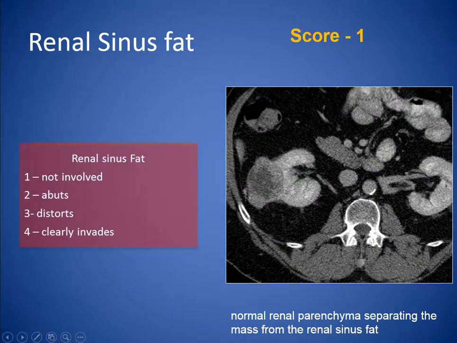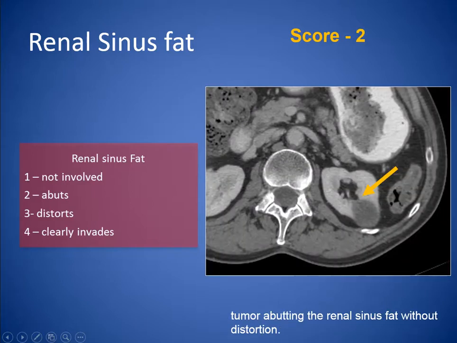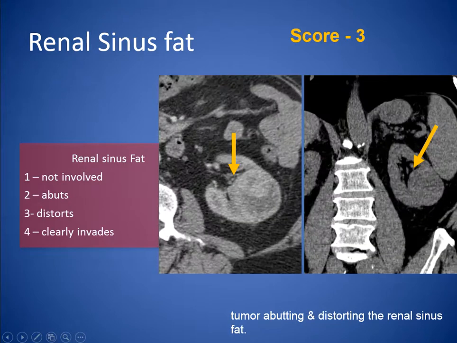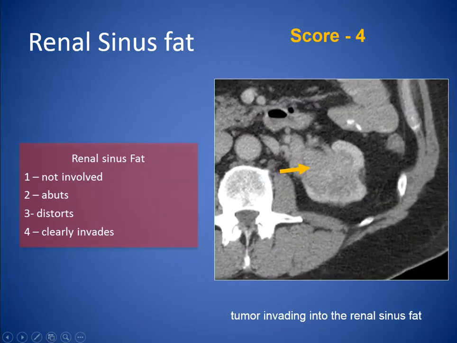This is an example of a tumor which does not involve the renal sinus fat. This is an example of a tumor which actually abuts the renal sinus fat, but there is no distortion of the renal sinus fat. On the other hand, this is a tumor which not only abuts but also distorts the renal sinus fat. This is an axial image. This is a multiplanar reconstructed image here. This is an example of a tumor which clearly invades the renal sinus fat.